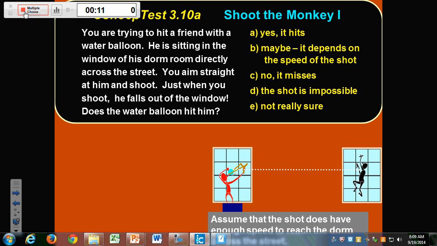So you're shooting your water balloon in this direction so that you aim straight at him. But as you shoot, he falls. What happens? Does it hit? Does it depend upon the speed of the shot? Does it miss? Is it just impossible, or we just don't have enough information?